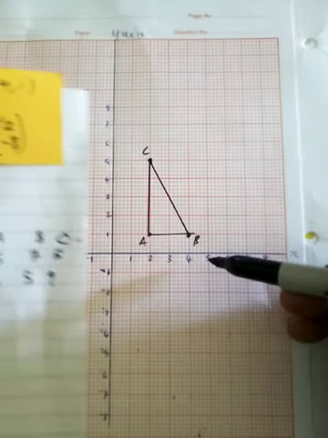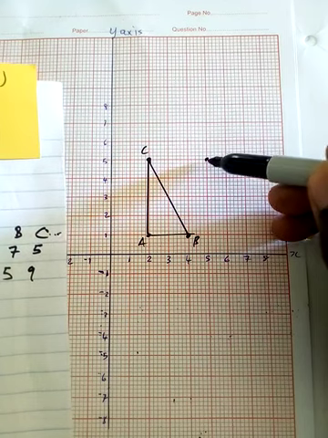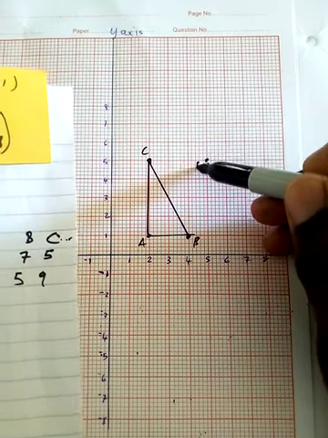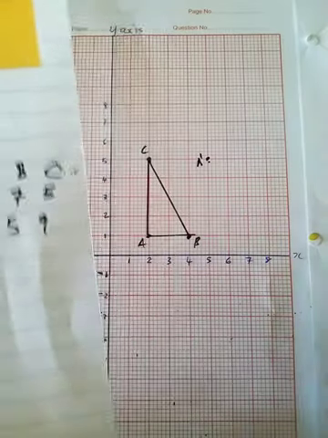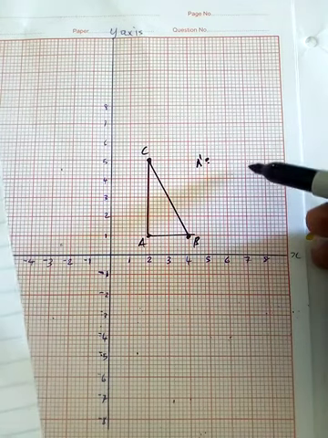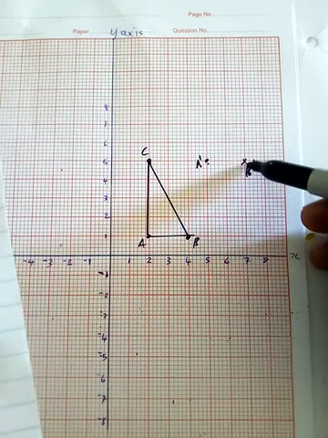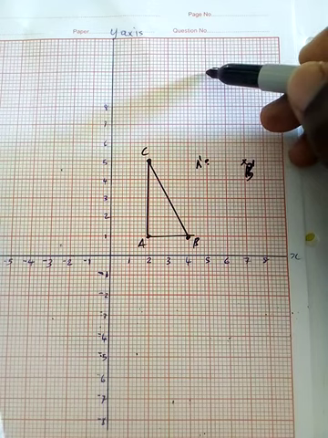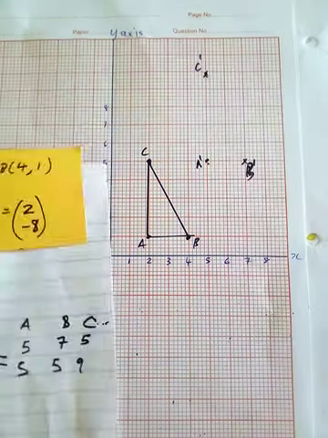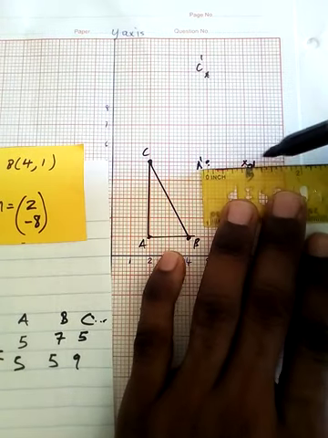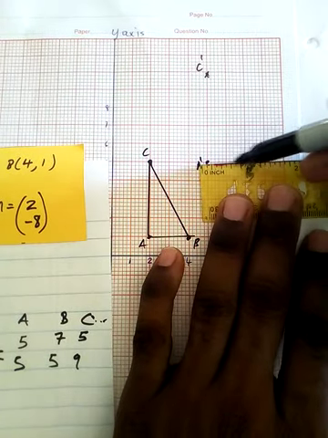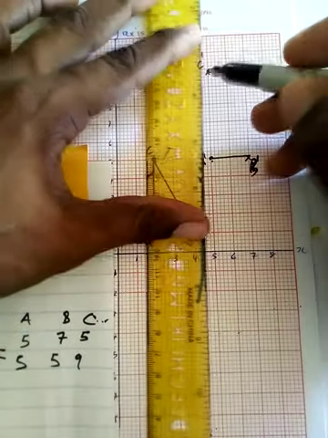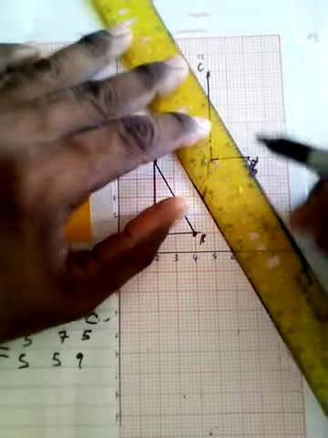So let's plot our points now. We have our point (5, 5), positive 5, positive 5, and that's our A prime. B prime, translated from B, is (7, 7), and this is our B prime. And our C prime is (5, 9). C prime. And here we have translated our shape. This is our image that has been translated from our object.